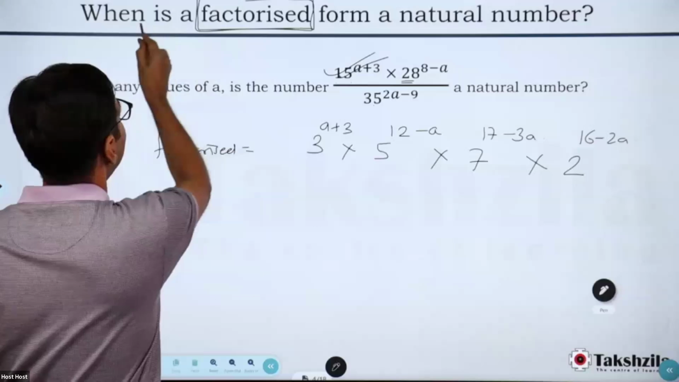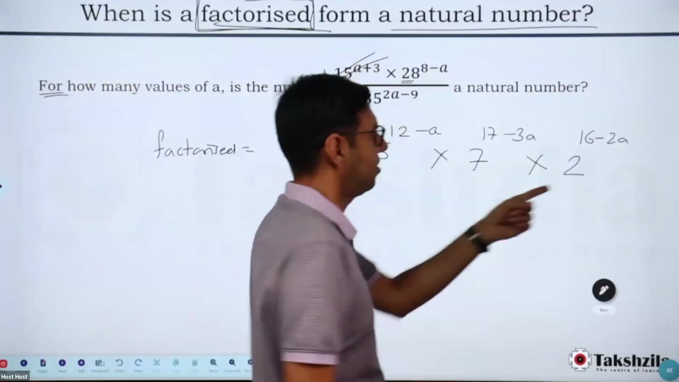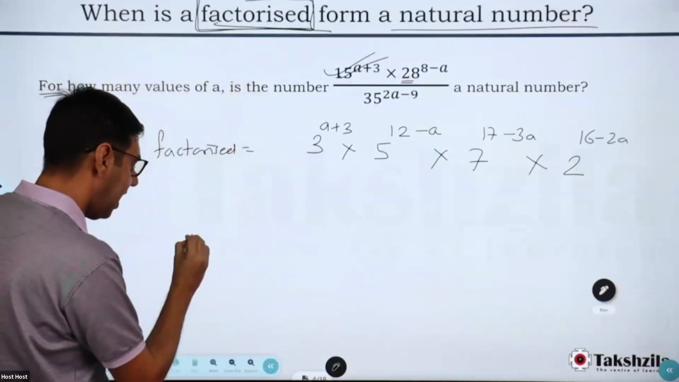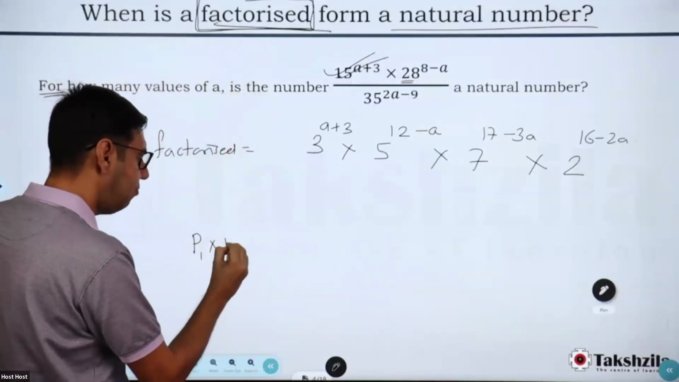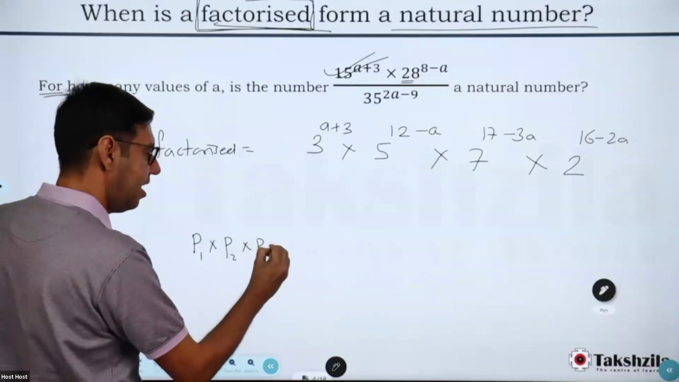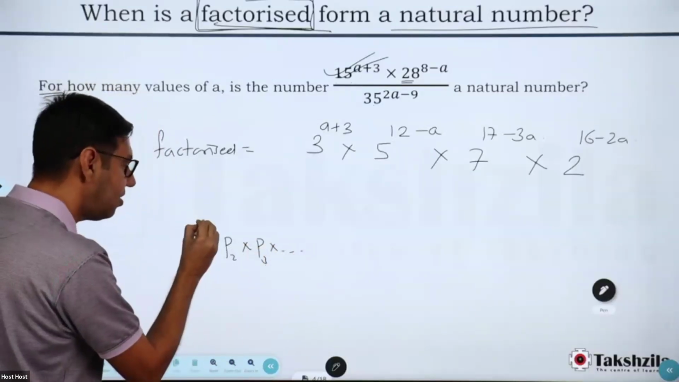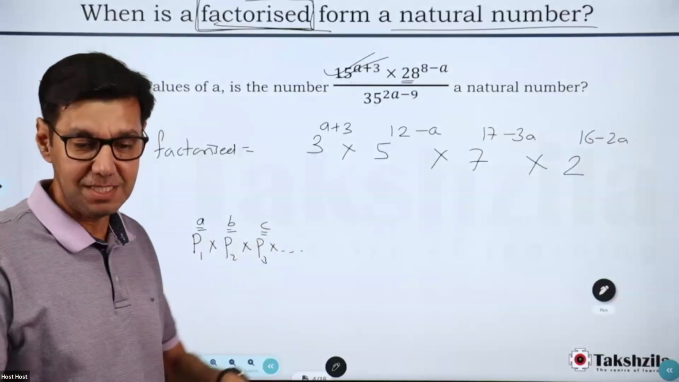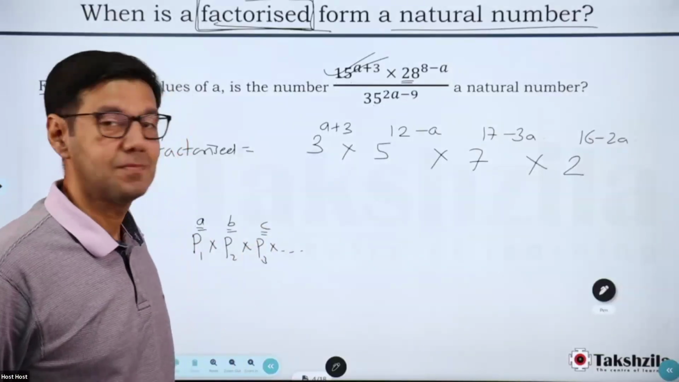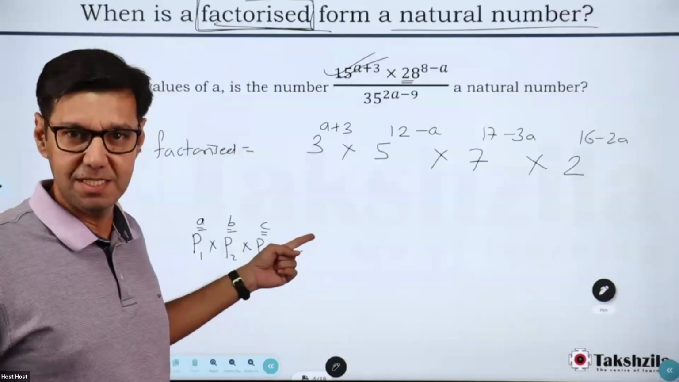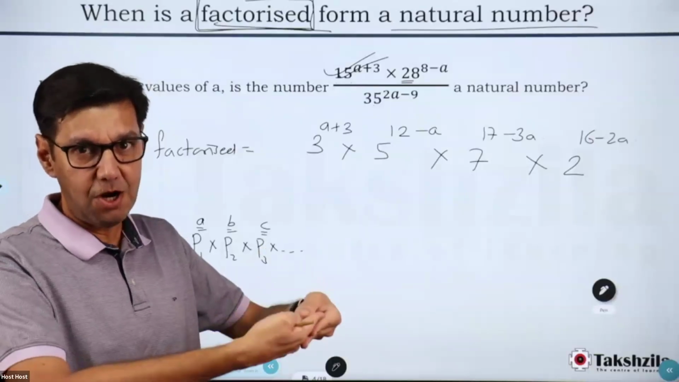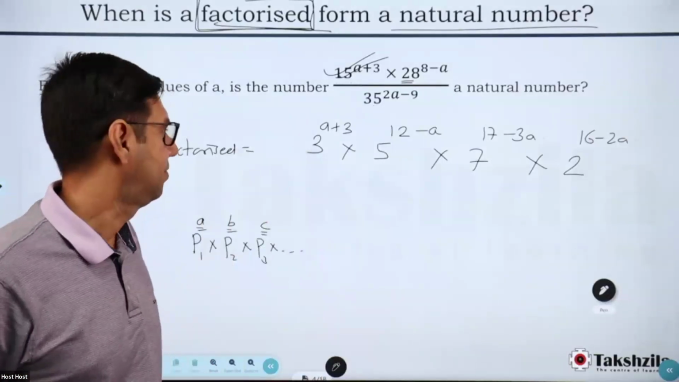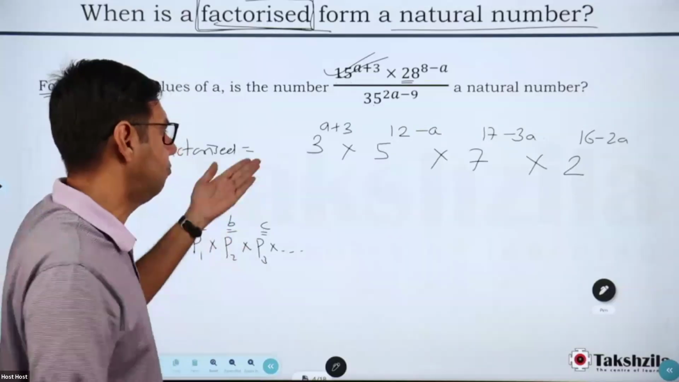Now, can you tell me when is a factorized form a natural number? When will this be a natural number? So in the last slide, we focused on P1, P2, P3. Right? Now I am focusing on this A, B, C. What values can A, B, C take such that it is a factorized form? And we saw a hint just now. You cannot have negatives because then they will go in the denominator. That's all that you have to do.